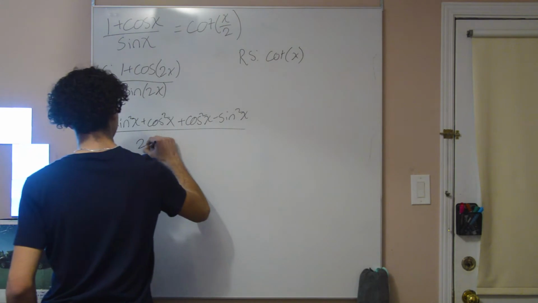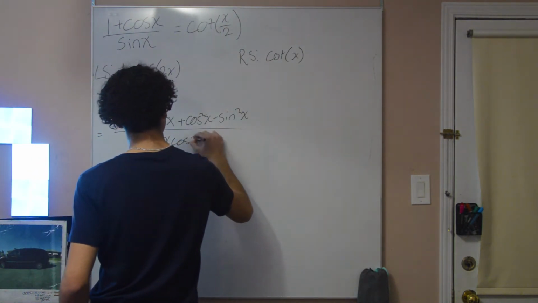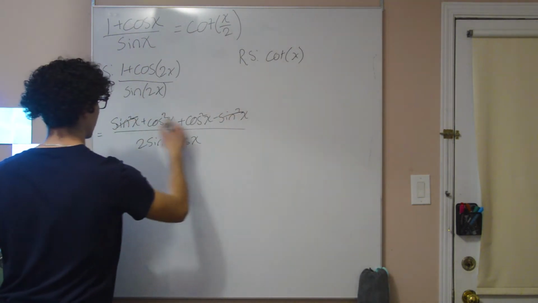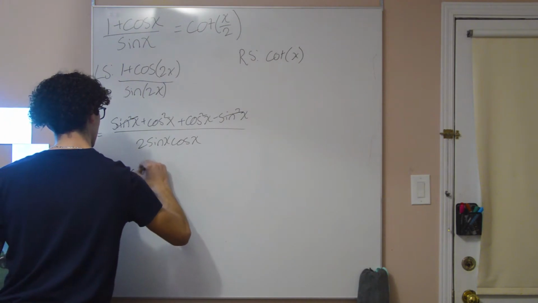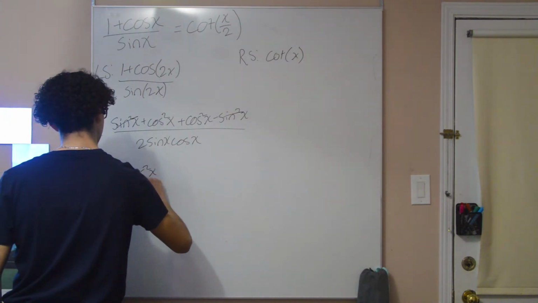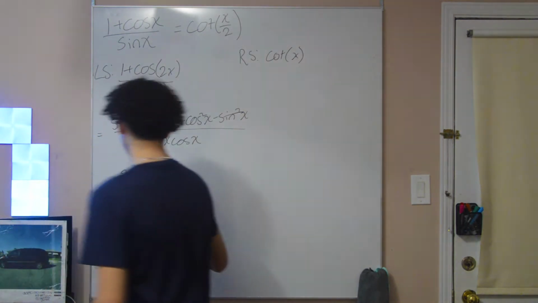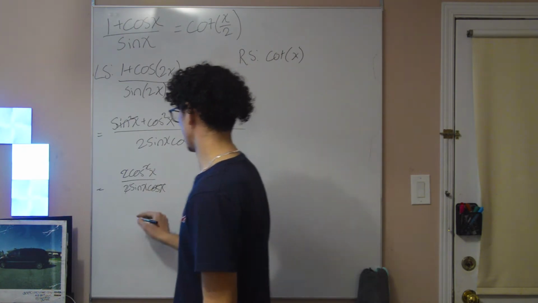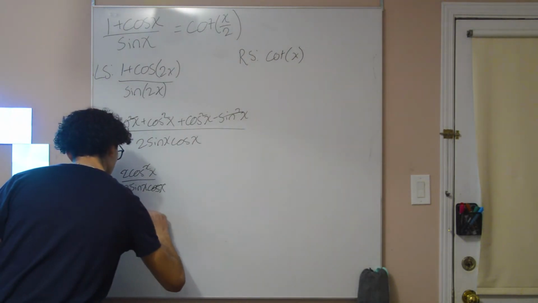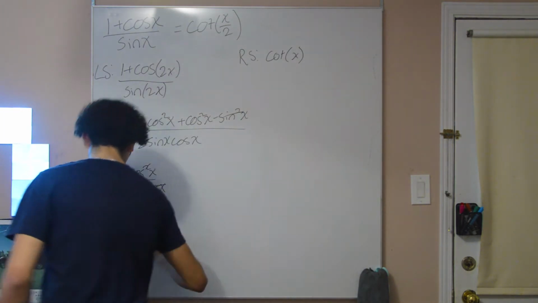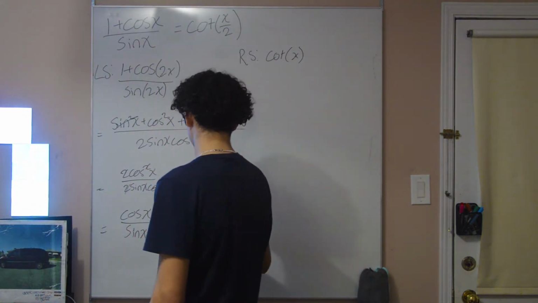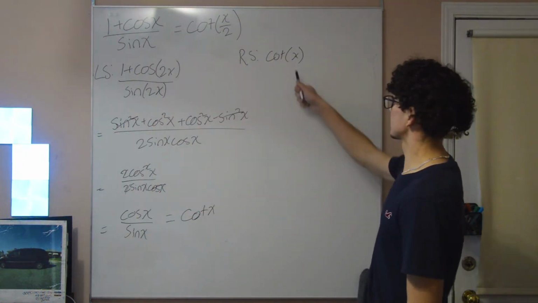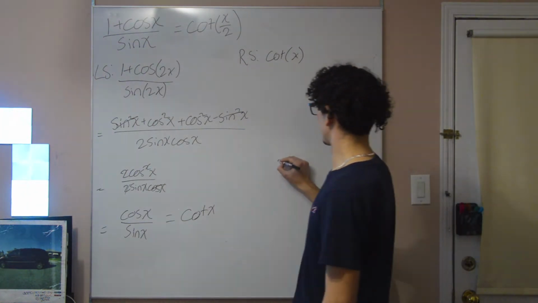And we're dividing this by 2 sine x cos x. Perfect. Now from here, sine squared x minus sine squared x cancel out, and that becomes 2 cos squared x over 2 sine x cos x. Just like that. 2's cancel out, cos squared x and cos x cancel out, and this becomes cos x over sine x, just like that. And well, we know what that is. That is just equal to cotangent of x. Now, cotangent of x and cotangent of x are equal, right? Therefore, QED.